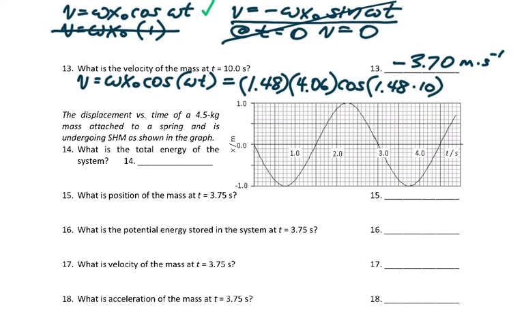This also reassures me that I'm working in radians because when I solve for the same expression in degrees, I get almost positive 6 meters per second, which is what the velocity would be if it was moving to the right, maybe towards the completion of one cycle, which is not where 10 seconds would be.